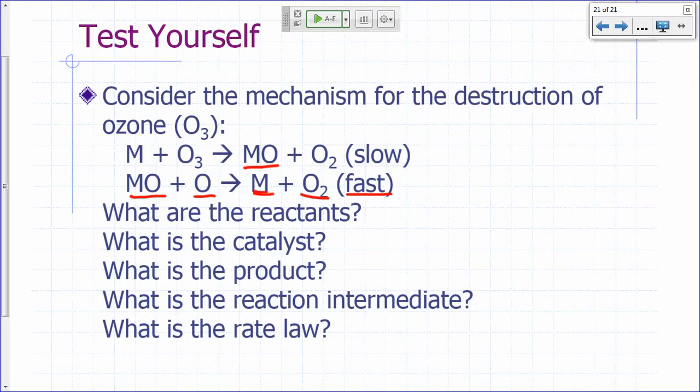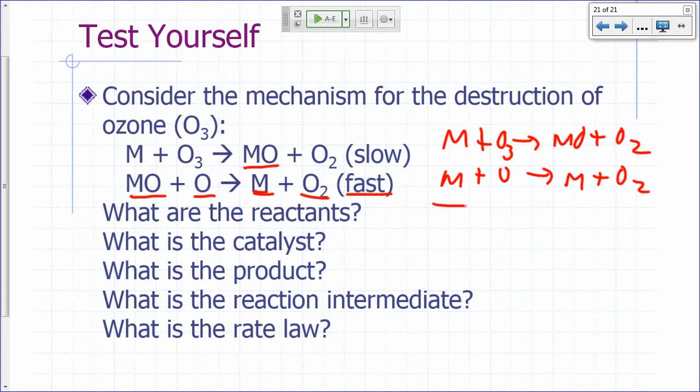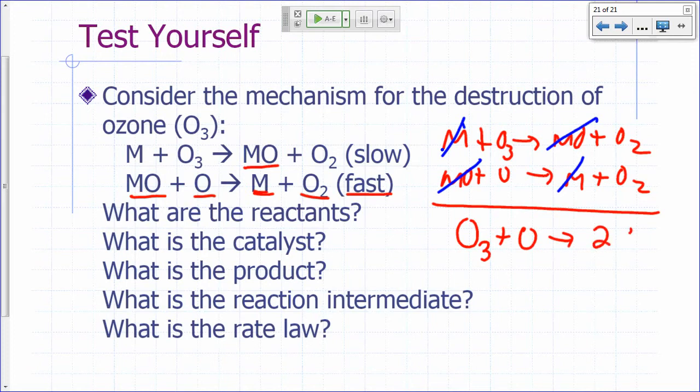Okay. So if this was the mechanism, what's your overall reaction? M plus O3 gives you MO plus O2, and then MO plus O gives you M plus O2. If I add these two up, what do I get? Your MO cancels out, right? And your M cancels out. So the net reaction that you're getting here is what? O3 plus O gives you two O2s, right?